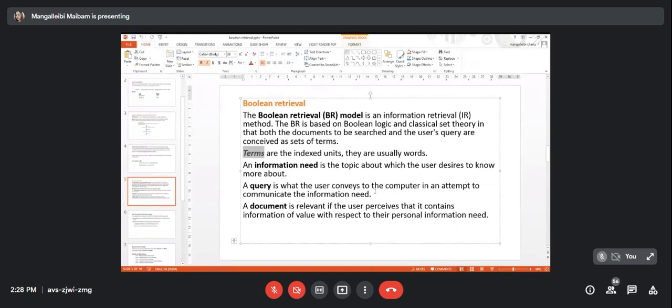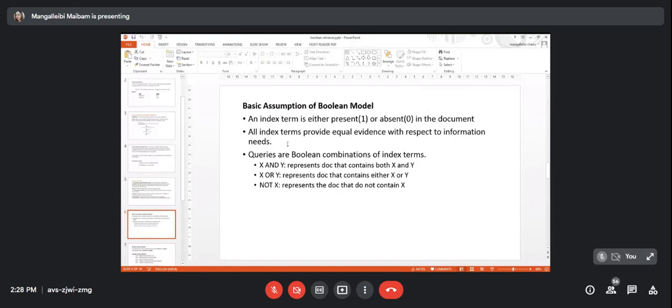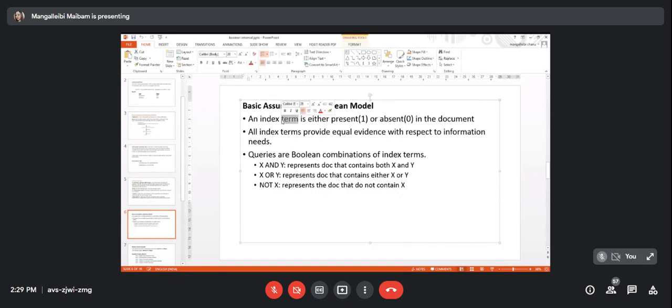Information need, query, document. And these are some operators which we will be using. An index term is either present or absent. If your term is present in the document, it will be represented by one. If your term is not present in the document, it will be represented by zero. And we can have AND operation, OR operation, NOT X.